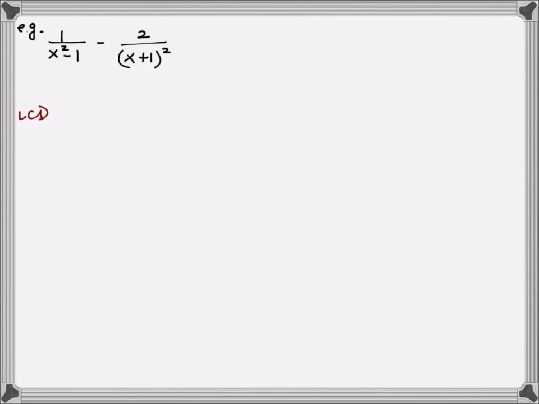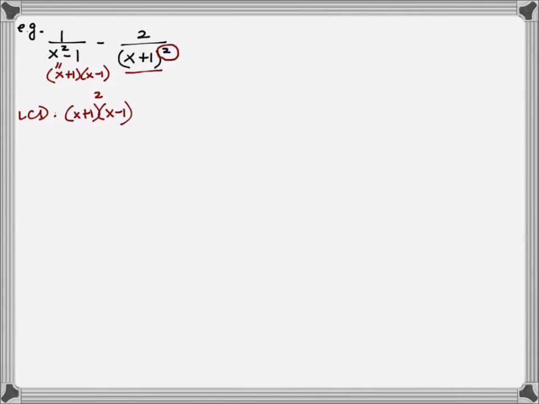You need to factor the first fraction here because this is not in a completely linear factor form. So this is actually the difference of two squares, which can be factored into x plus 1 and x minus 1. The second expression here is already in factored form because it is the distinct factor of x plus 1 raised to the power 2. So here we have the distinct factors of x plus 1 and x minus 1. However, for the x plus 1, we have the highest power of 2. So this gives us the LCD.